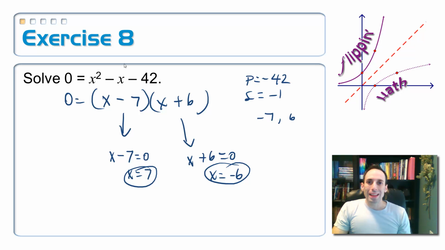Okay, so in the next video, this last video, is just going to be a whole bunch of practice problems of solving quadratic equations by factoring.